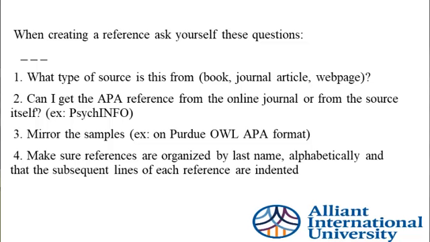You also want to, as I mentioned earlier, if there are some examples that might seem confusing or unique that aren't typical, like journal articles or chapters in a book, and you're not sure, mirroring the examples on Purdue OWL will be very helpful just to see what other resources are cited like. You want to make sure your references are organized, again, by last name, alphabetically, and the subsequent lines of each reference are indented.